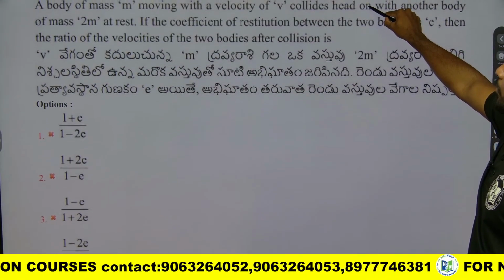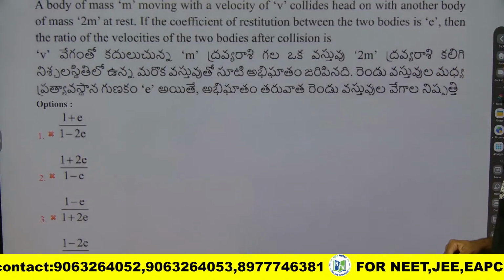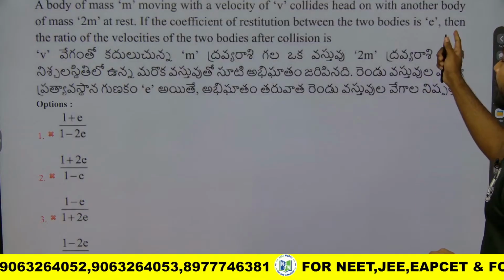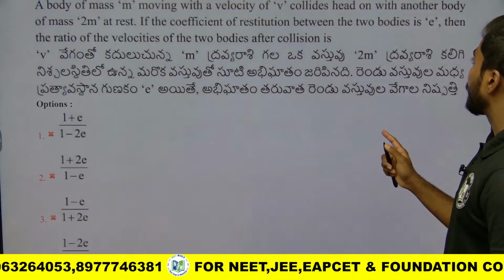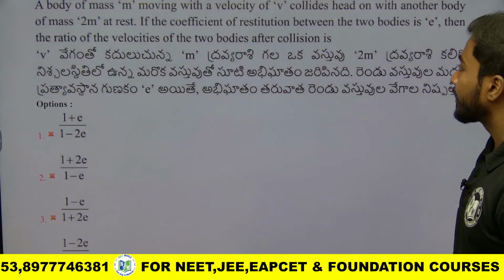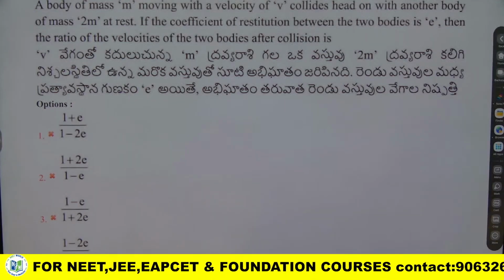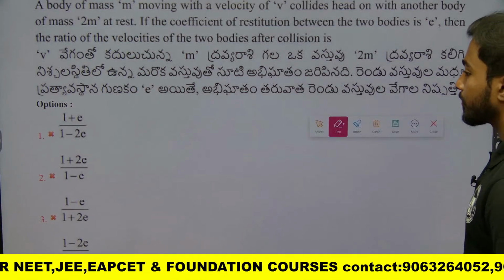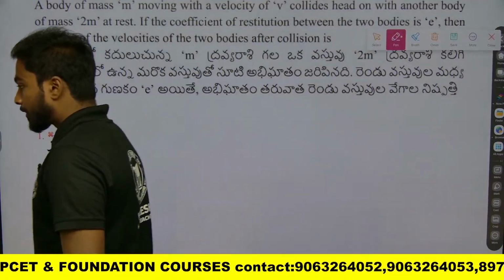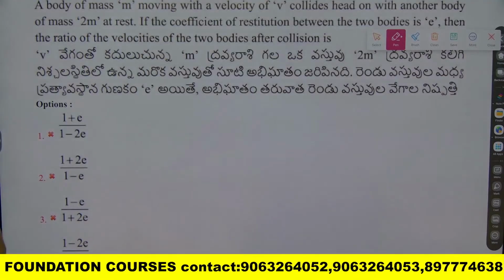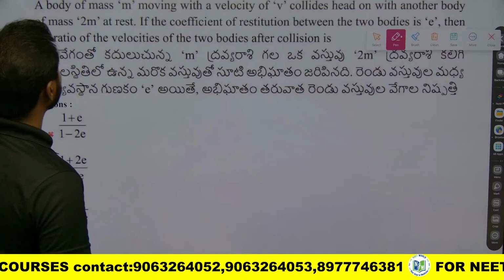Okay, a body of mass m moving with velocity of v collides head on with another body of mass 2m at rest. If the coefficient of restitution between the two bodies is e, then the ratio of velocity of two bodies after collision. Okay, let me write what are the given terms here. Yes, madam, it's 16 and 9. Yeah. Okay, let's see this question.